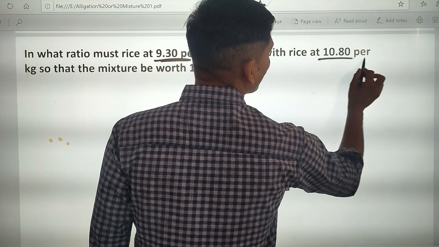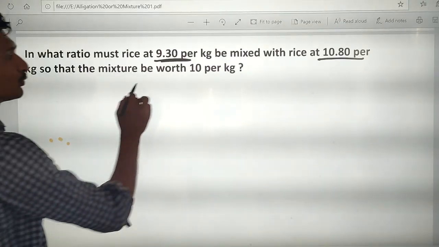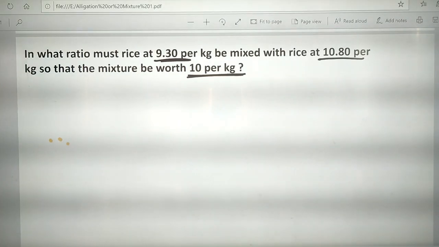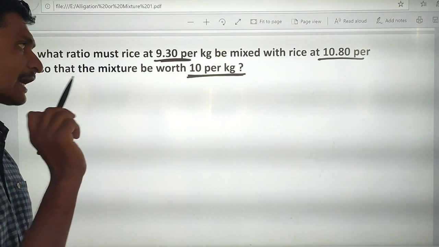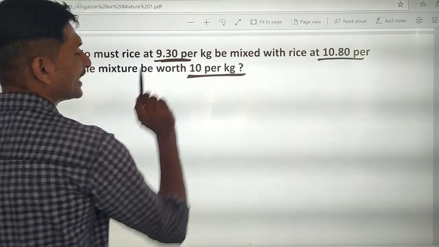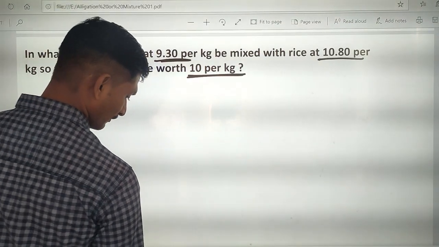In what ratio must rice at 9.30 per kg be mixed with rice at 10.80 per kg so that the mixture be worth 10 per kg? Here two quantities of rice are mixed and their mixture is sold at 10 rupees per kg. Now find the ratio.